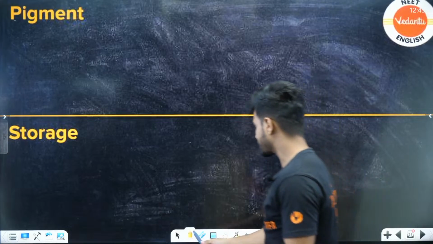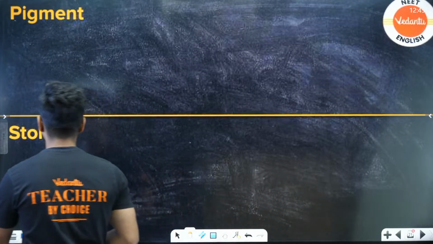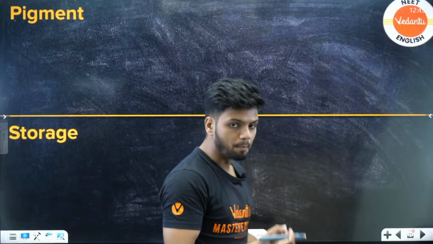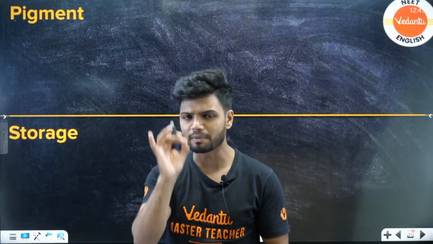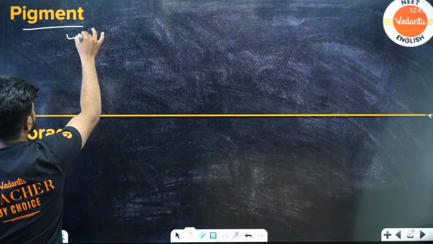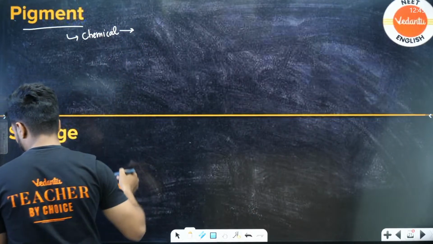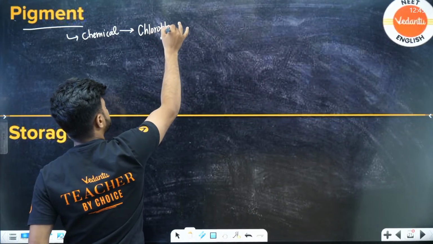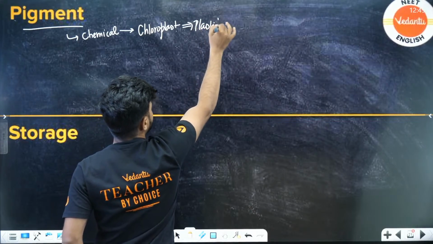Now, what about pigment, students? Pigment is very, very important because a lot of questions have come from pigment itself. They can directly ask you pigment in your brown algae, pigment in your green algae, as well as pigment in the case of your red algae. Direct question can come. First of all, pigment is a type of chemical which is mostly found in the chloroplast, which is the type of your plastid.